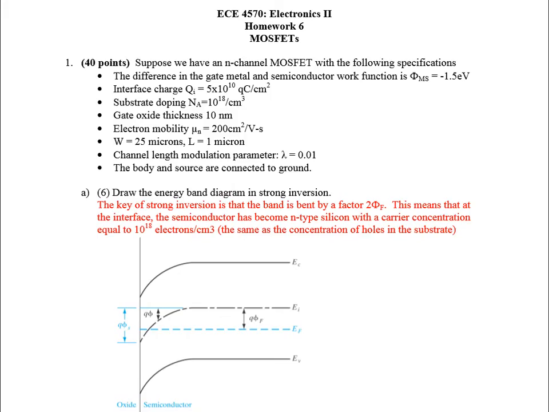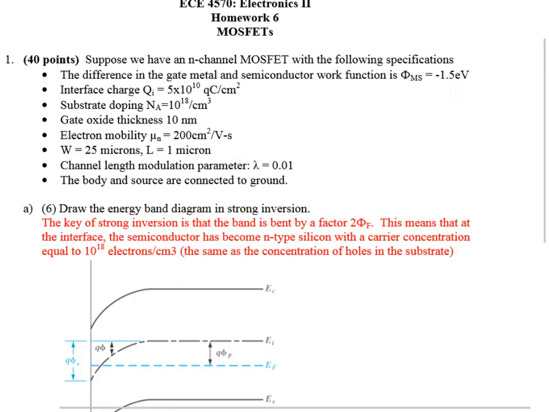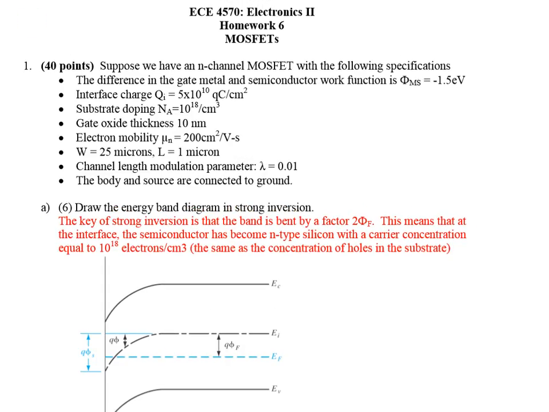Now I could also do a situation where I give you the metal work function, but I ask you to calculate the semiconductor work function based on the doping. Now that's something you should be able to do. For a semiconductor, you just need to know the doping of the semiconductor and the electron affinity, and you should be able to calculate the semiconductor work function from there. And in this problem I just gave you phi ms. So I'll give you the interface charge, the substrate doping, gate oxide thickness, electron mobility, and these types of parameters.